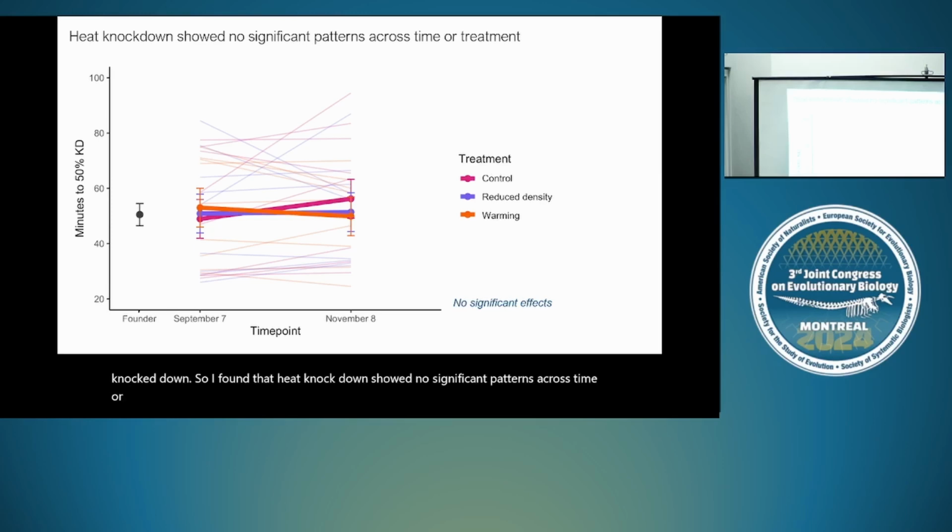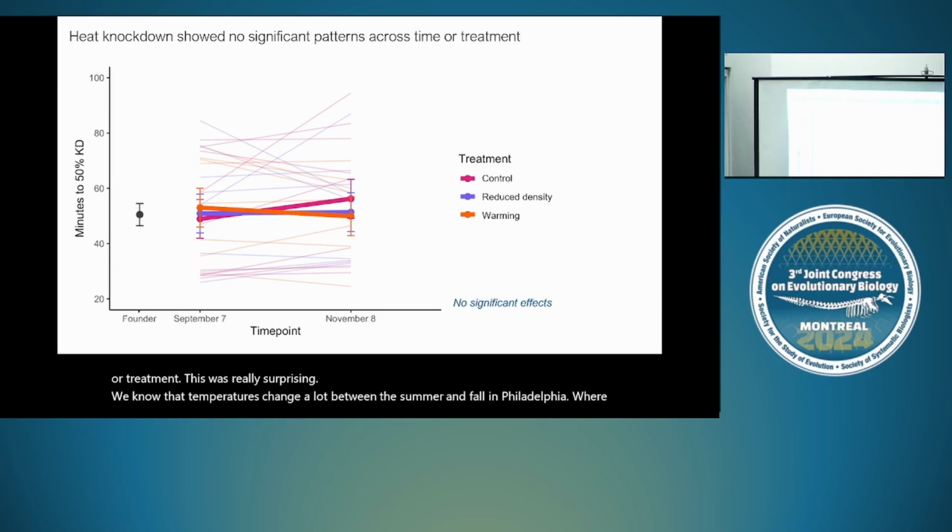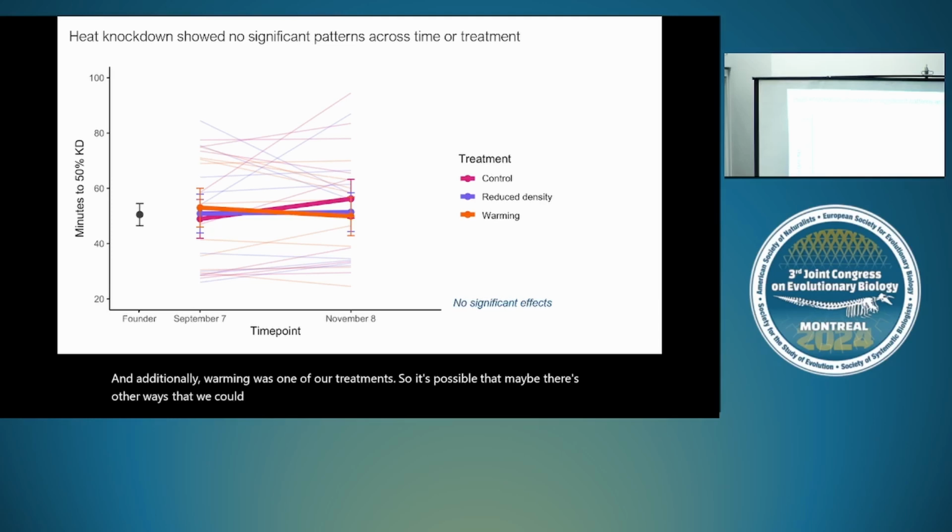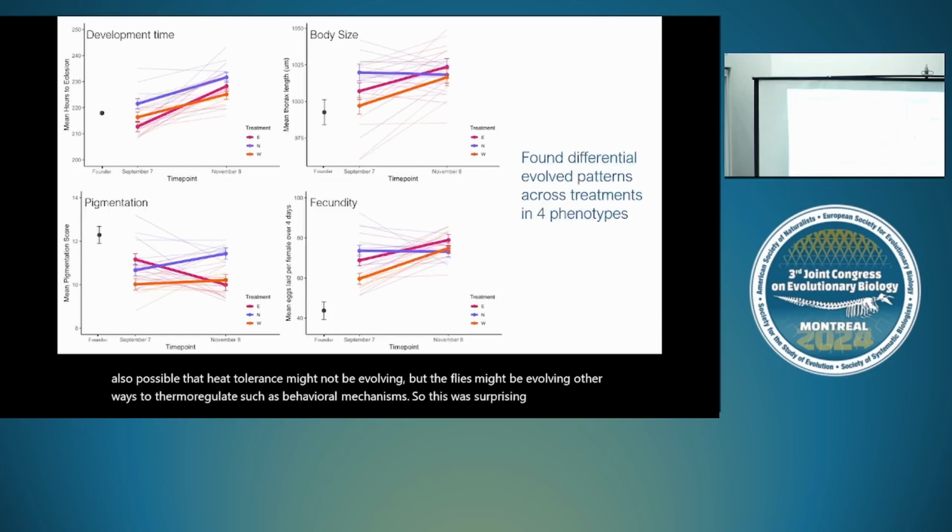This was really surprising. We know that temperatures change a lot between the summer and fall in Philadelphia, where our experimental orchard is located. And additionally, warming was one of our treatments. So it's possible that maybe there's other ways that we could have better assayed heat tolerance, and it is changing over time. It's also possible that heat tolerance might not be evolving, but the flies might be evolving other ways to thermoregulate, such as behavioral mechanisms. So this is surprising but interesting.